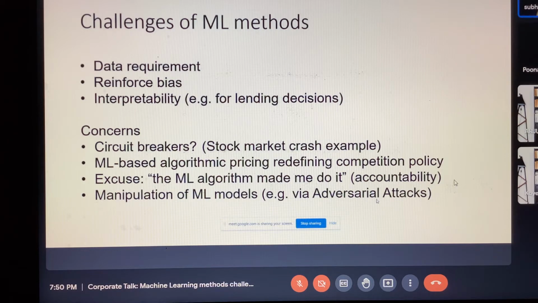The second thing is reinforced bias. If your data has a bias, then your machine learning method can't do any better because it has a bias. And that's a big issue. Why? Because think about hiring people. Suppose you are hiring people based on a machine learning method, an AI method. They call it an AI method to hire people. So what do they do?